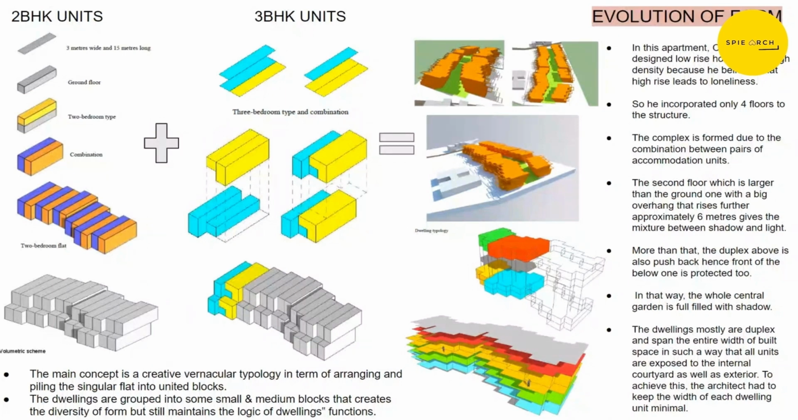united blocks. So he did the same thing for the 3 BHK units, and he attached L and inverted L kind of blocks to each other, and finally he got to this form, where the dwellings are grouped into small and medium blocks, which create diversity of form, but still maintain the logic of the dwellings. And as Charles Correa did not believe in having high-rises, he just made 4 floors, and he took into consideration the shadow effects, because the central circulation space was fully shaded because of the apartments that were around it.